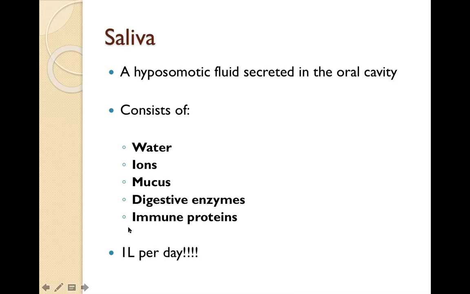We produce about 1 liter of saliva every single day. So there's 1 liter of that 7 liters that's produced. So that if you don't actually absorb that 1 liter, there would be a liter of fluid that you're losing.